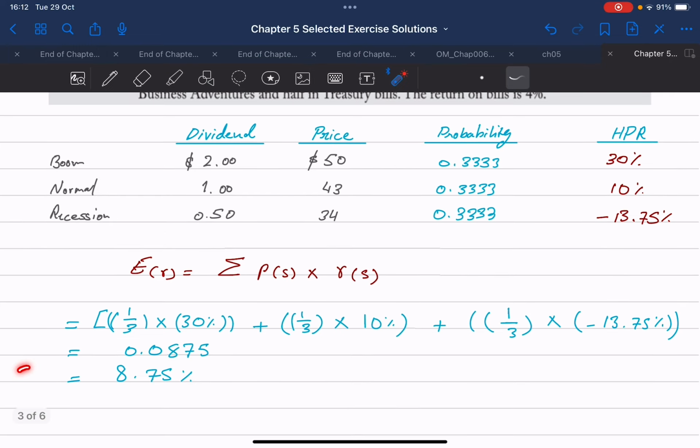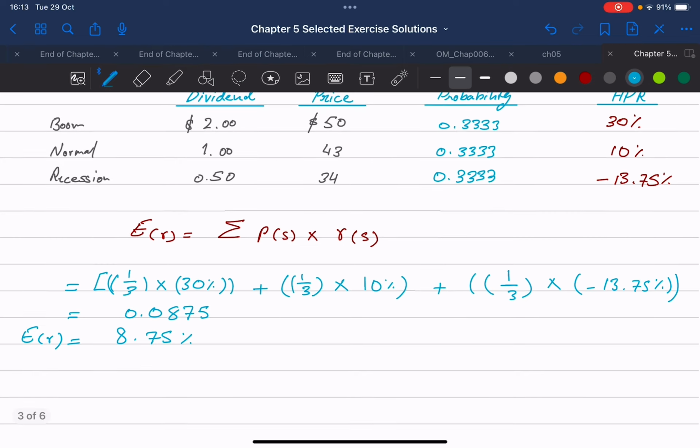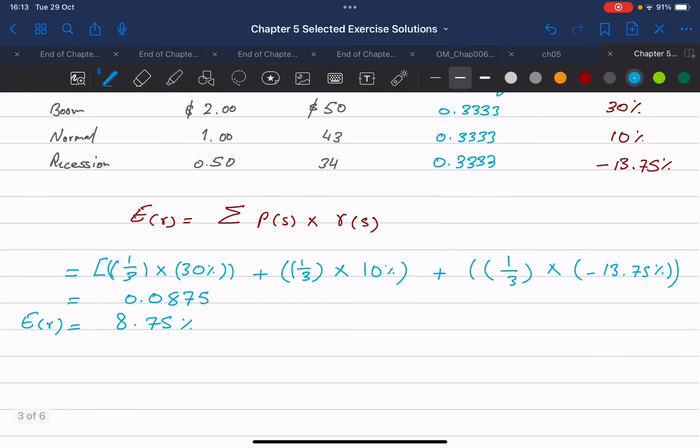So that means our expected return is 8.75%. Now we can move on to the second part of the first requirement. We are still working on part A, by the way, which is to calculate the standard deviation. Now, we've mentioned before that the standard deviation is the square root of the variance, right? So in order to figure out the standard deviation, I first need to calculate the variance and take my answer's square root in order to get to the standard deviation, okay?